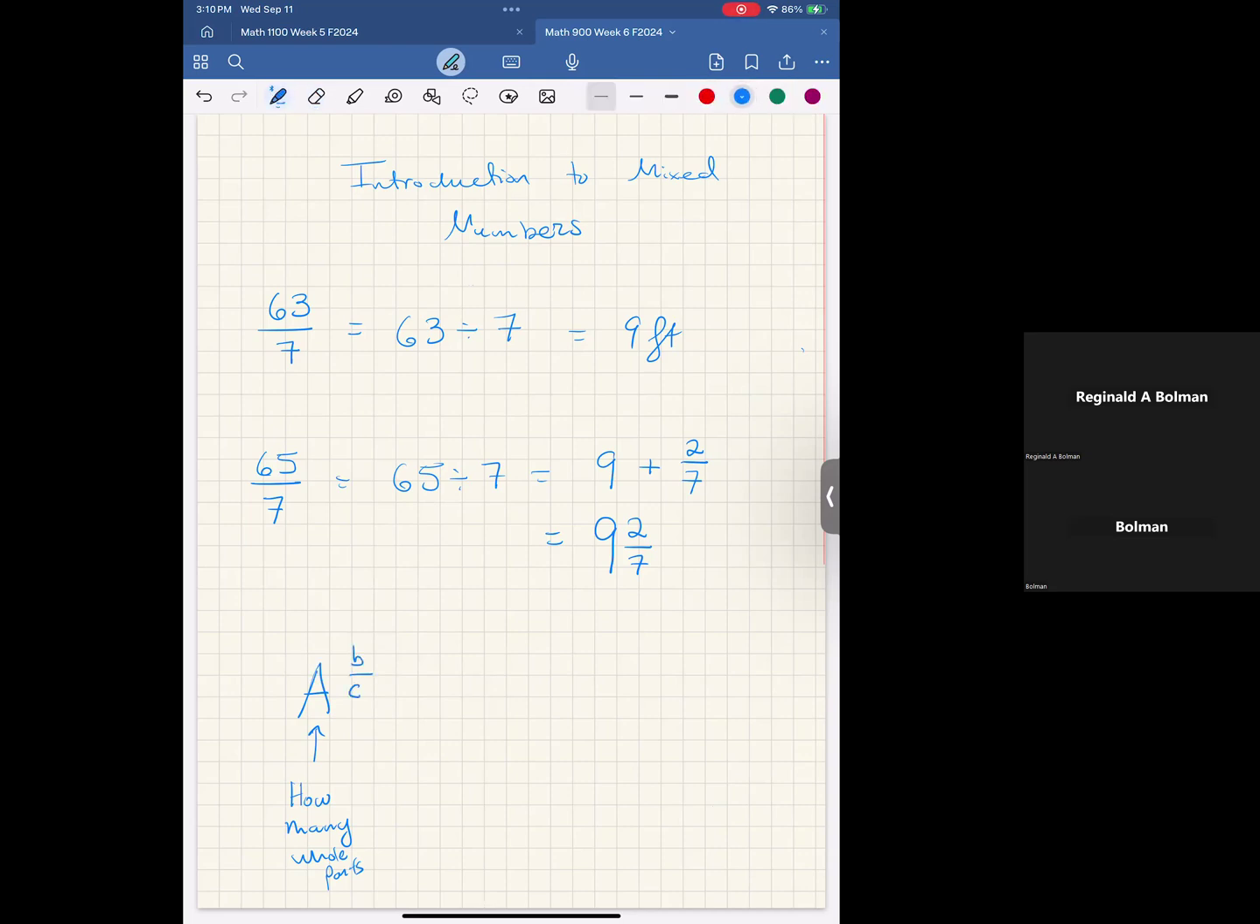In this case, I'm going to use A, B, and C to be any numbers we want them to be. So A could be 5, it could be 10, it could be 10 billion of something. B or C could also be any numbers we want them to be. But the B denotes the remaining fractional pieces. It's our remainder. And C represents the number of equal pieces of that something that we're measuring.